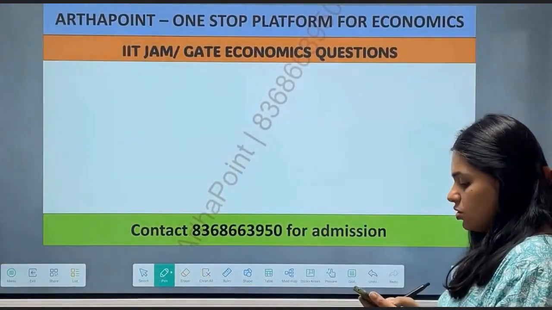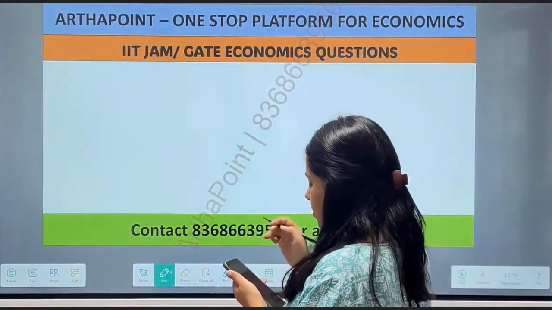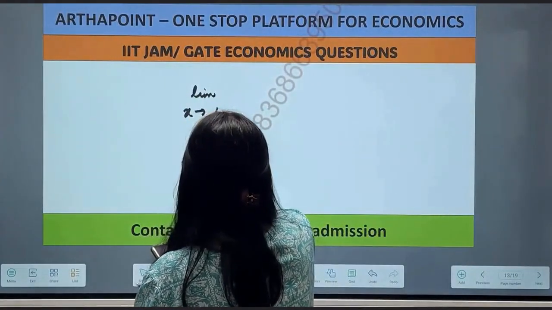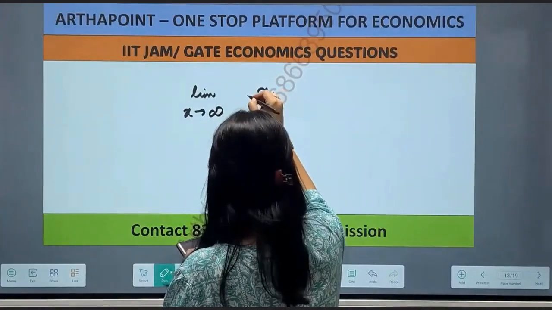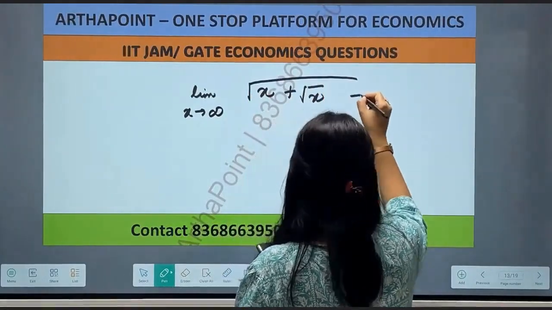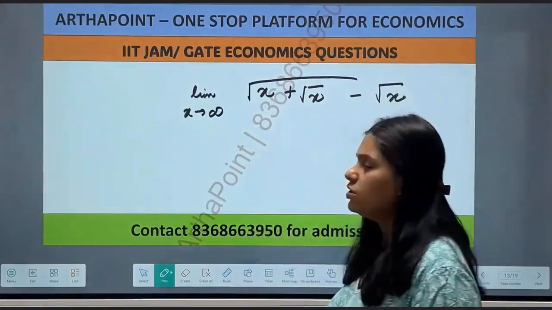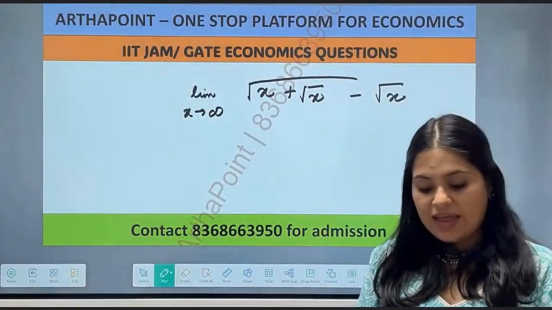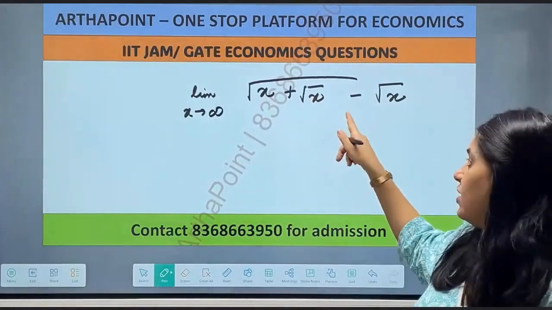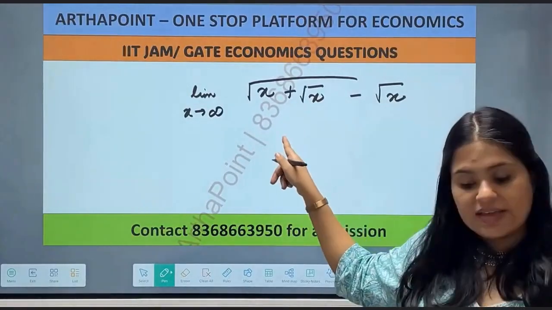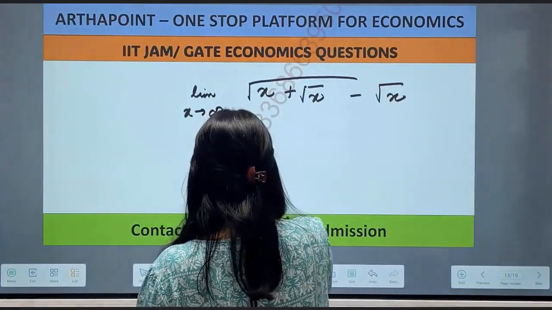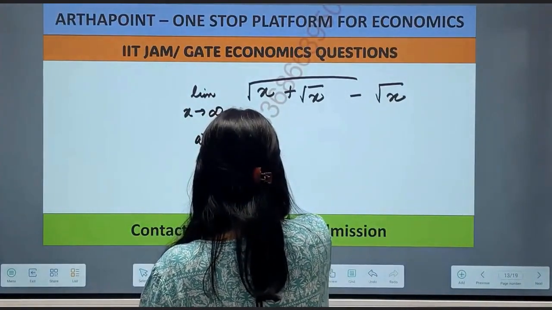Okay, so the question is the following, beta. You need to find the limit as x tends to infinity of root of x plus root x minus root of x. You need to find the value of limit x tends to infinity of root of x plus, inside the root you again have root x, minus root of x, and you have some options given to you, so I am giving you those options also. The first option is 1.